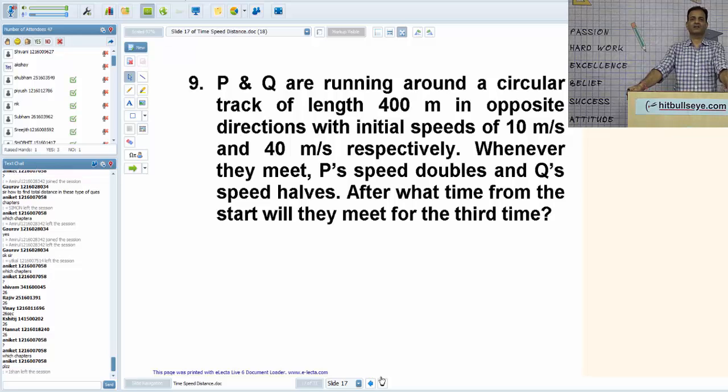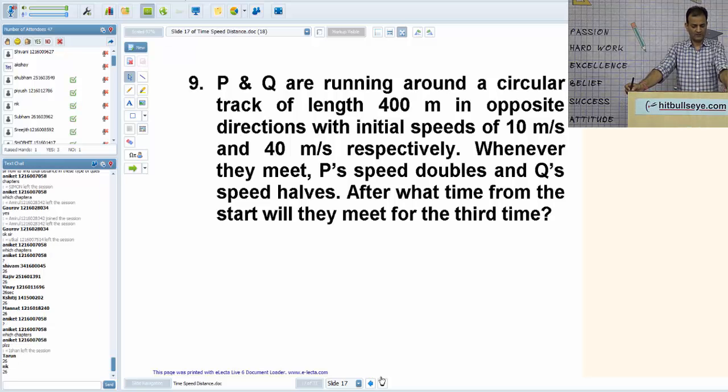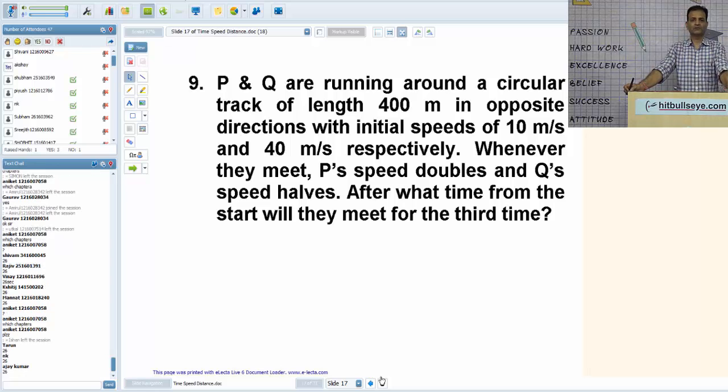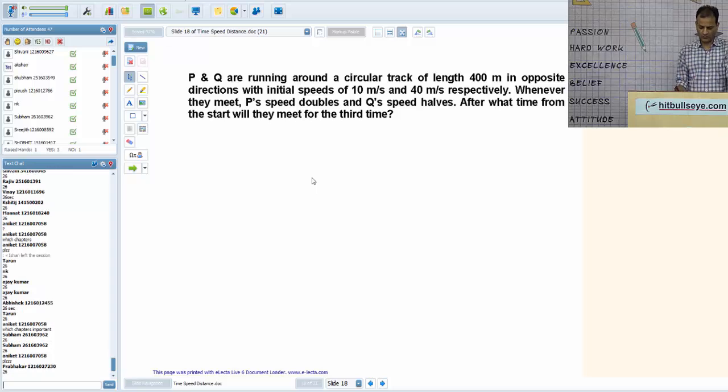How much anxiety is there? If you are afraid, if you are negative at that time, then you will skip this type of question. Otherwise, very basic questions. You can go through CAT bulletins. You can find some questions. Typical questions are there on TSD, very basic concepts. Opposite direction, two bodies, same direction, relative speeds. Yeah, the answer is 26.